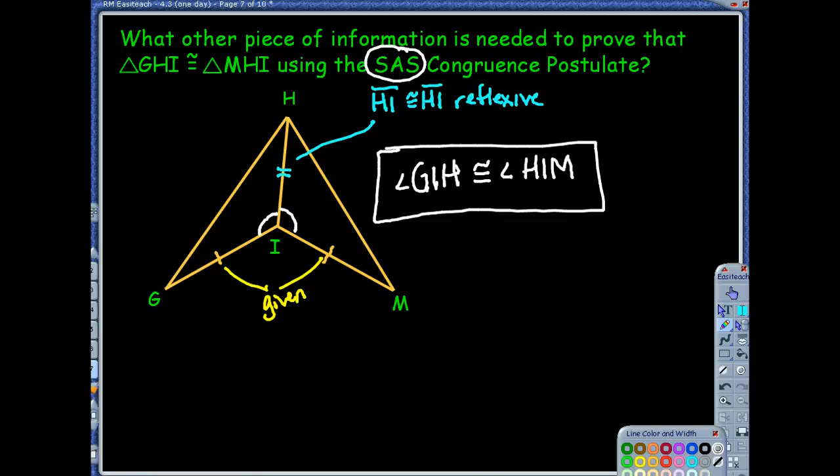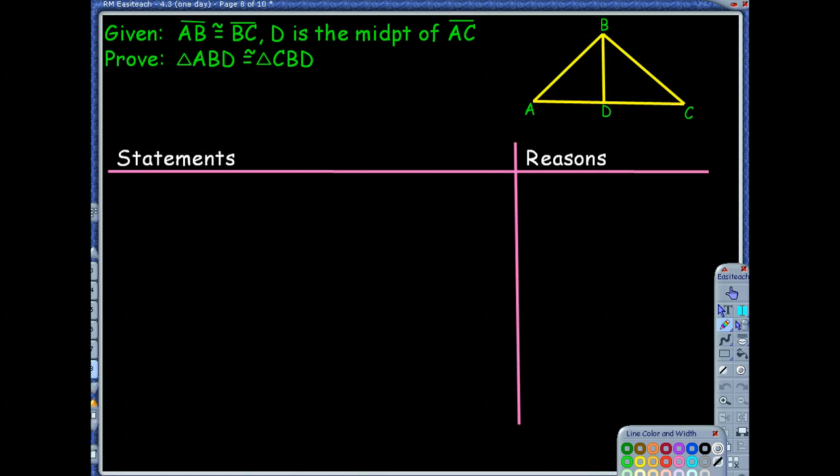So these are good. This is a good question just to think about this postulate. Like, what things do I need? Because when you start doing a proof, which we're about to do, that's the thing you want to start thinking about. So let's do a proof. Let me write down the given information.